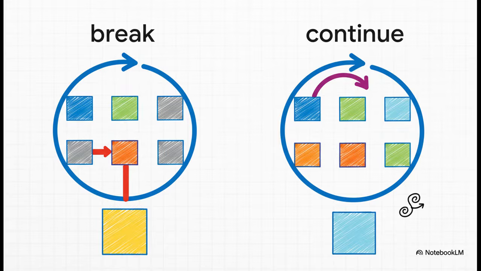Ready? The break statement terminates the loop immediately. The program just jumps out. The continue statement, however, only skips the current round or iteration and jumps to the top of the loop to start the next one. And for that final touch, add the analogy. Break is like leaving the game completely, while continue is just skipping your turn.